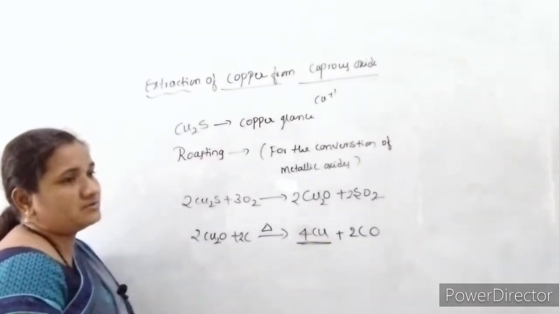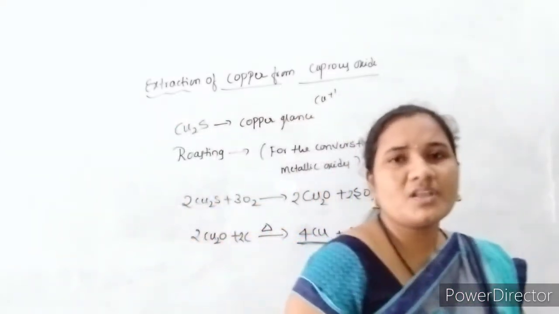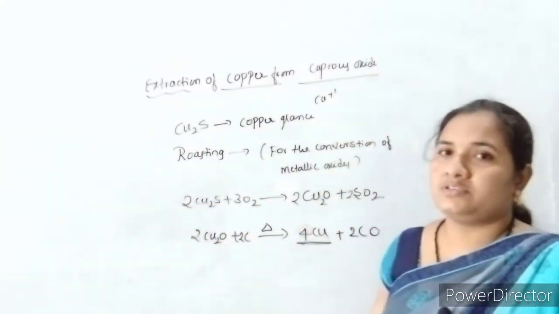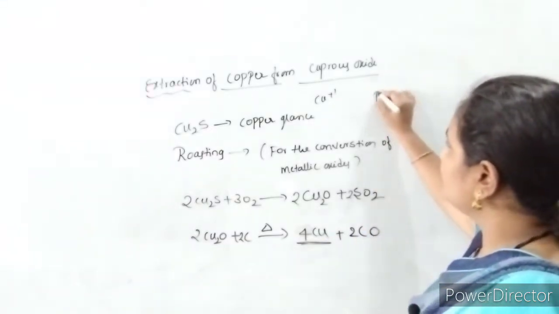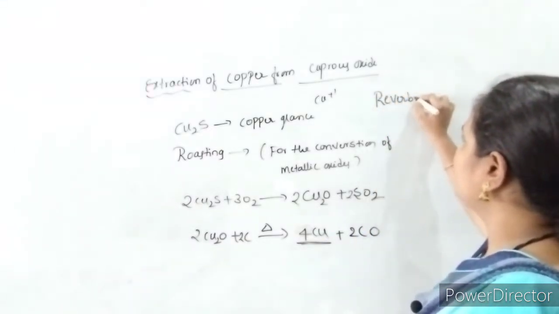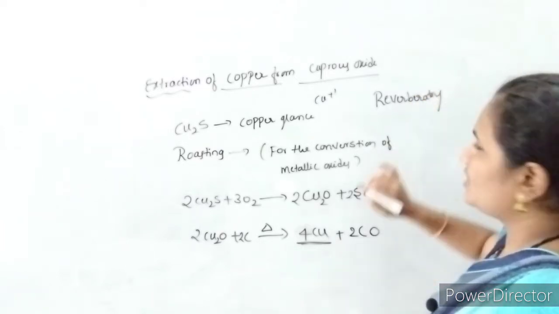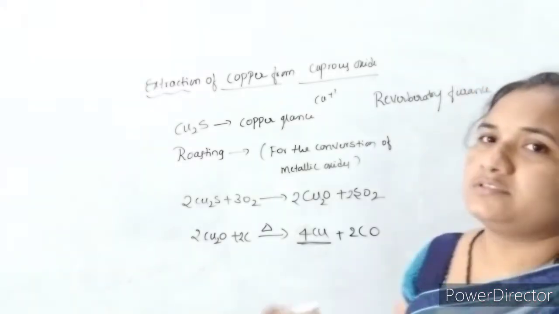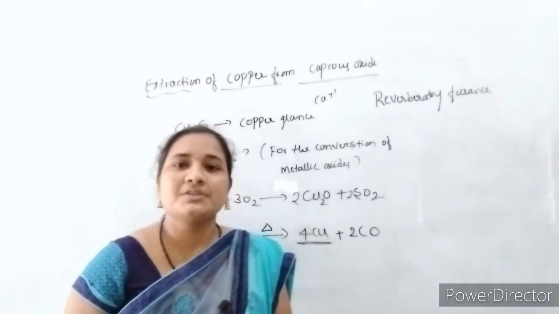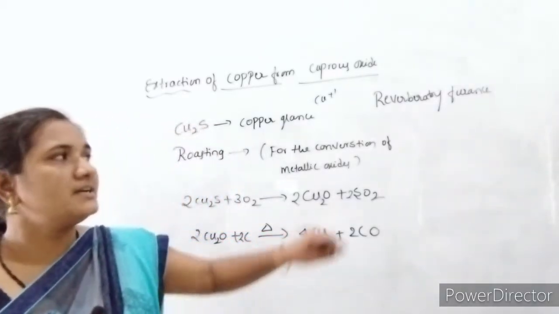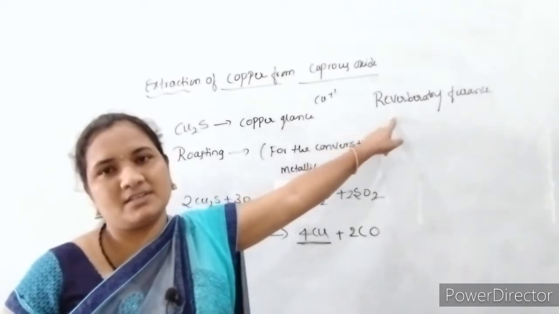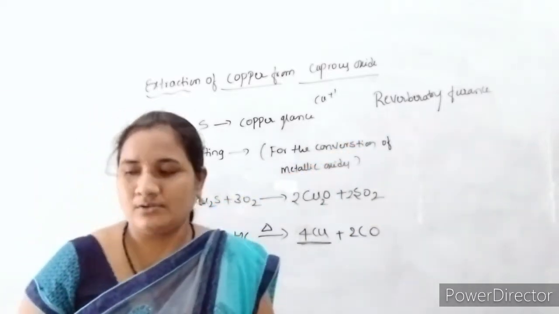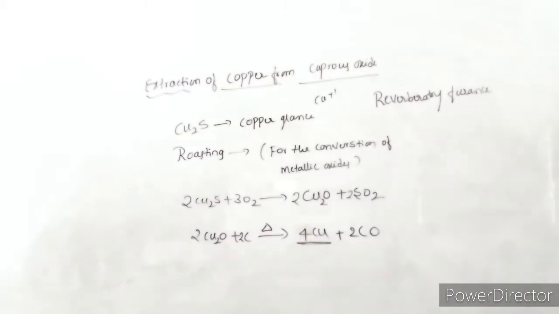It is a normal process, but actually we do this overall process in a furnace, which is called the reverberatory furnace. We extract the copper in this furnace. In case of iron, we use the blast furnace, but here we use the reverberatory furnace. It is somewhat like a steel vessel. You have to remember the furnace name also, because sometimes it is asked.